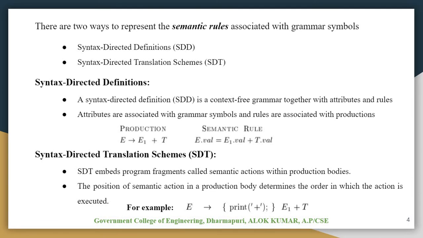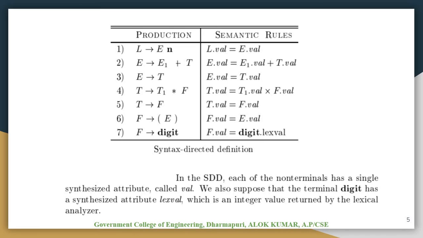Here we will see SDD first. Suppose we have some production rules, and based on that we write semantic rules associated with them. We call this SDD, syntax directed definition. Suppose L is generating E N, where N is the end marker. Why do we write this N? So that we can check whether the input string is passed or not. When we are parsing, if the input reaches the last, we can say the string has been passed.